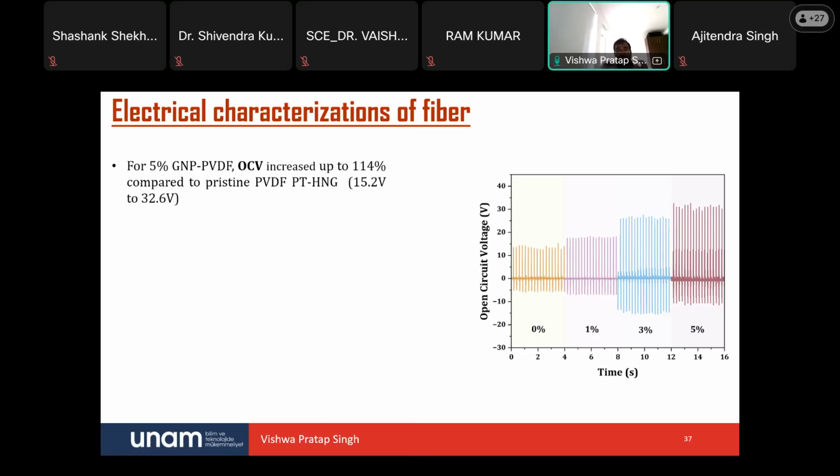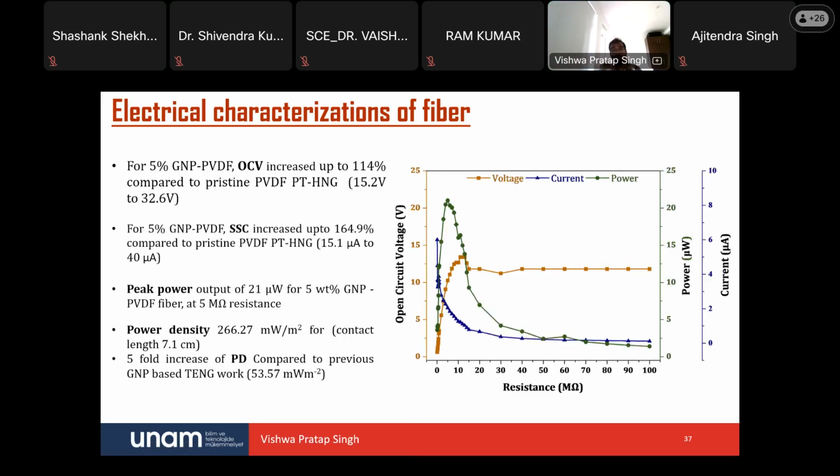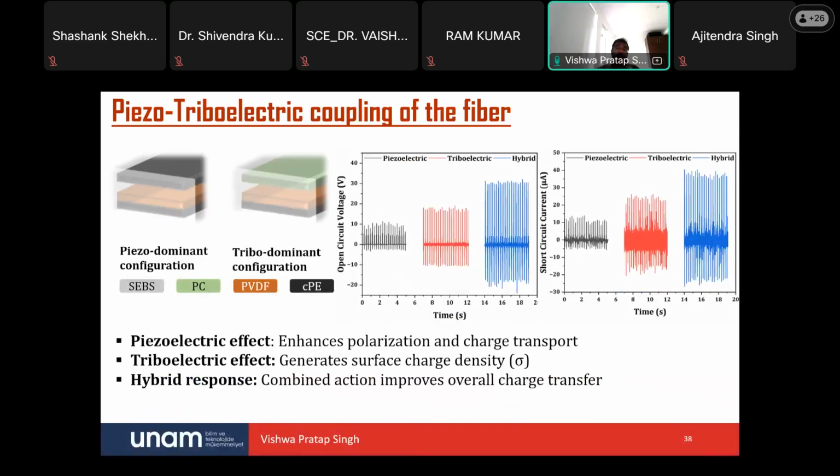So this enhancement was really remarkable for our case, with a very small system, very small thickness, very small surface area, we are getting really good output. And we measured the power. So we got a power density of around 266.27 milliwatt per meter square. We used a 7.1 centimeter length of the fiber to measure all these characterizations.